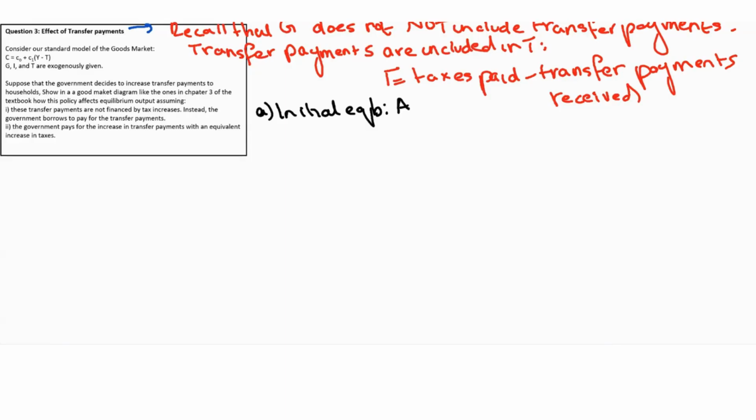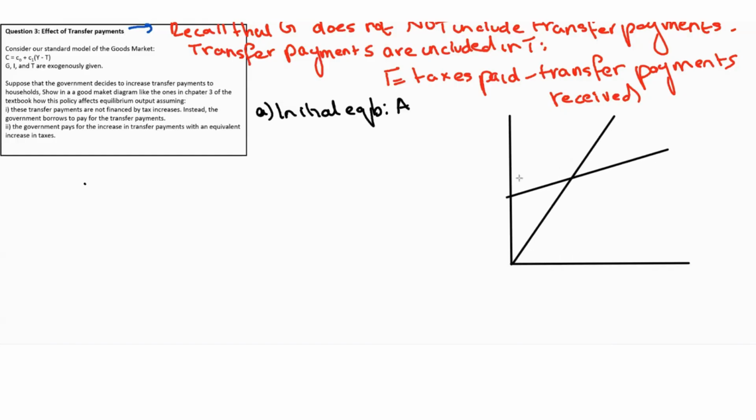So we have this initial equilibrium here, and then you have your 45-degree line and then you have your demand schedule.